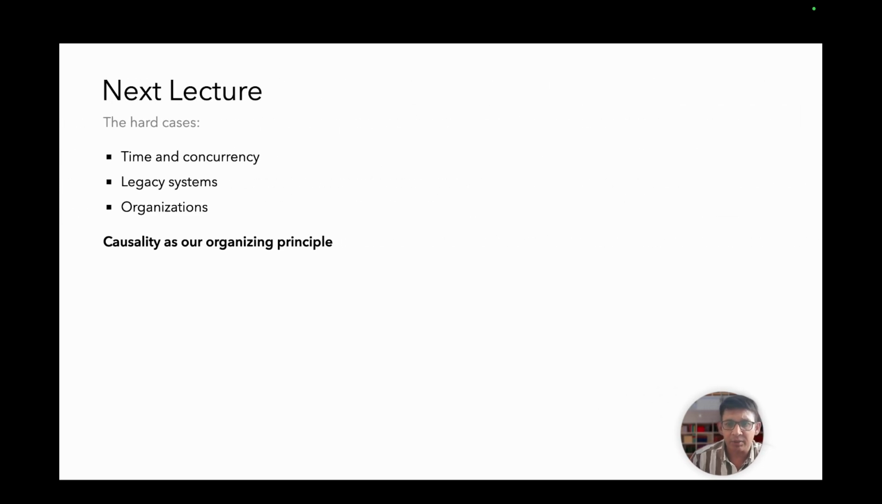Now, in the next lecture, we'll talk about the hard cases. What happens when causality involves time and concurrency? How do we inherit systems where causality is already broken? How do organizations and tools shape the causal structure we create? We'll explore the limits of causal reasoning and what it means to make causality our organizing principle.